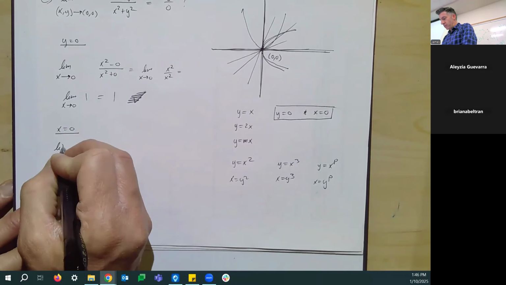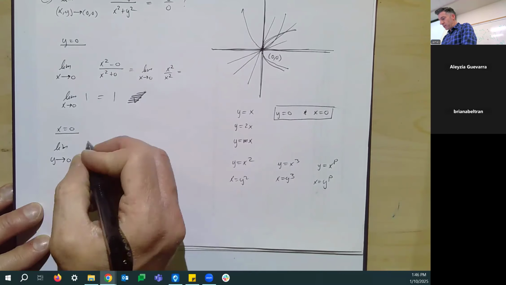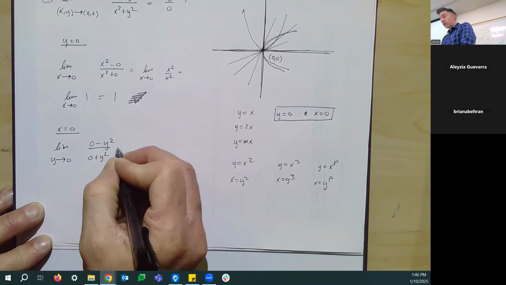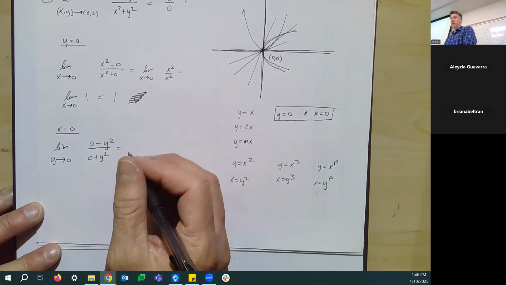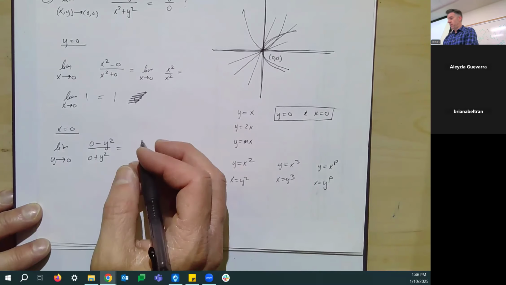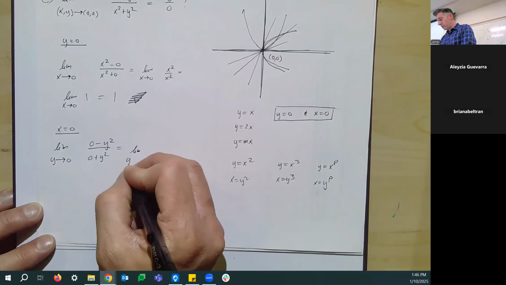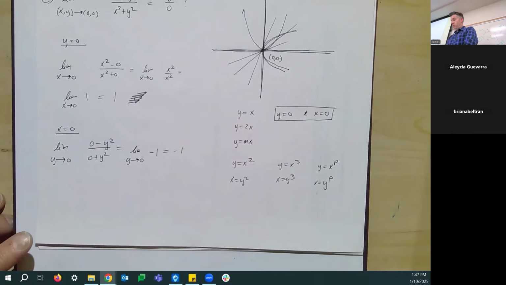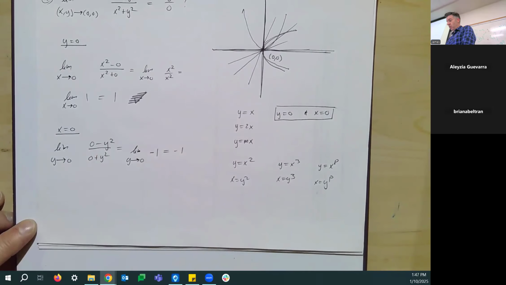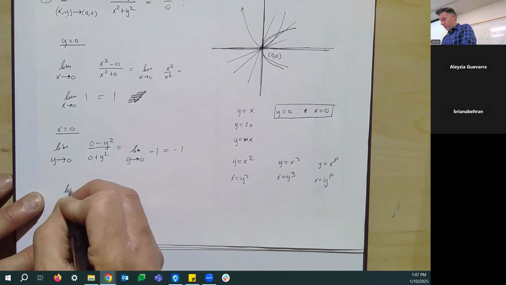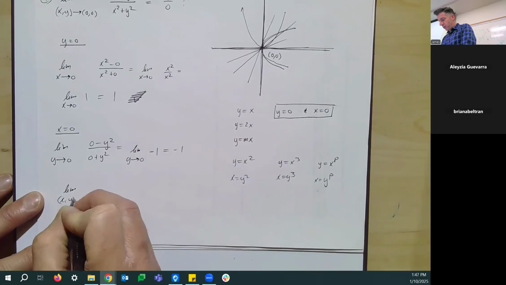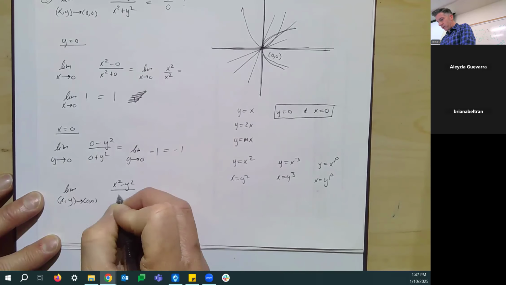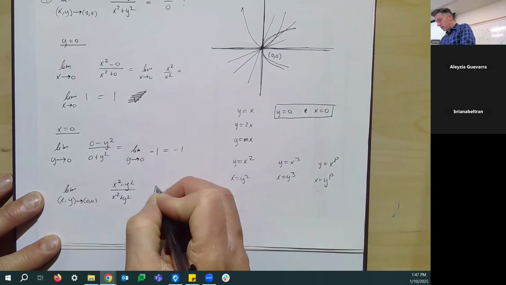We're going to have the limit as y approaches 0 of 0 minus y squared over 0 plus y squared. Simplifying this, negative y squared divided by y squared is equal to -1. So it's the limit as y approaches 0 of -1, which is -1. Those two values are not the same, so we can conclude that the limit as x comma y approaches 0 comma 0 of x squared minus y squared over x squared plus y squared does not exist.